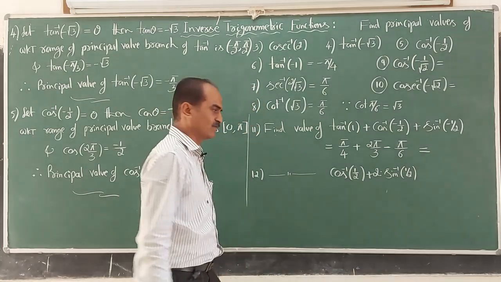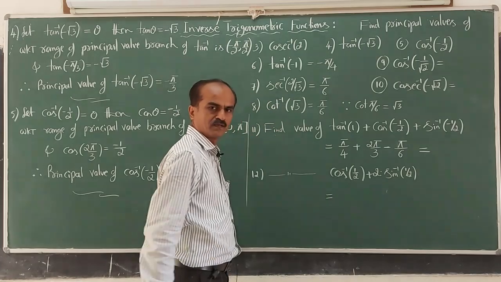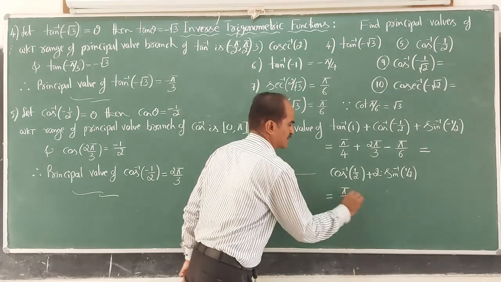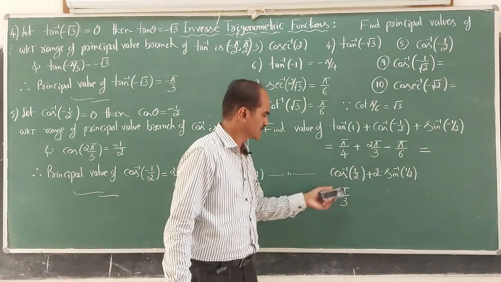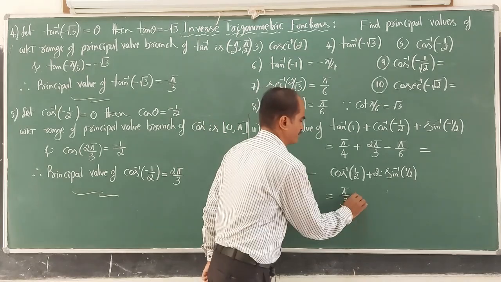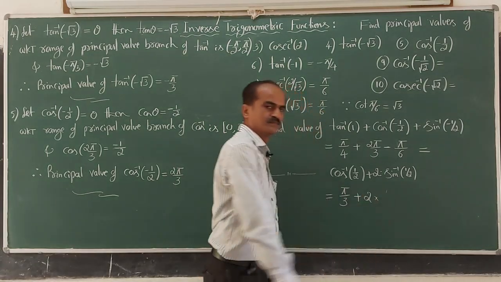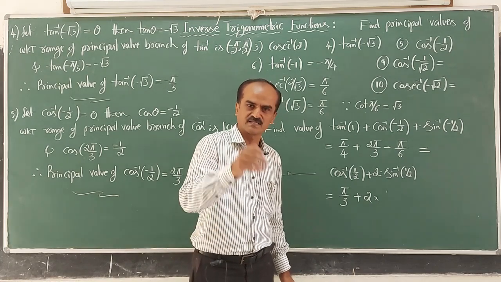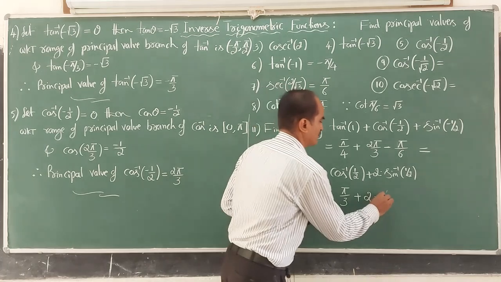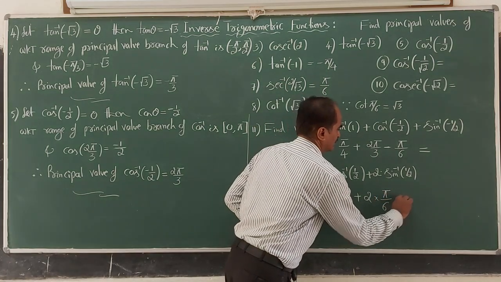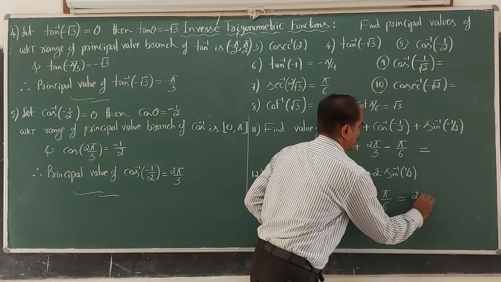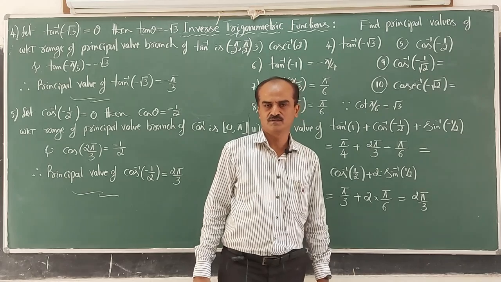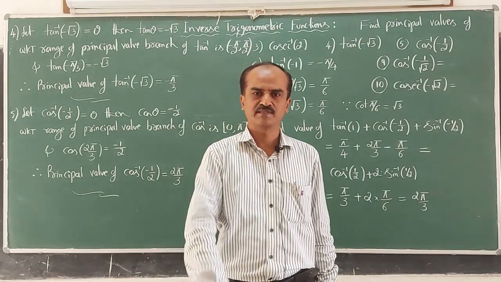Now cos inverse of 1 by 2. Cos of which angle gives us 1 by 2? That is pi by 3. Since cos pi by 3 is 1 by 2, cos inverse of 1 by 2 is equal to pi by 3. 2 into sine inverse, sine of which angle gives us 1 by 2? Pi by 6. Sine pi by 6 is 1 by 2. Therefore sine inverse of 1 by 2 is pi by 6. If you simplify, you are going to get 2 pi by 3. First term pi by 3, second term is also pi by 3, and adding pi by 3 plus pi by 3, 2 pi by 3 we will get.